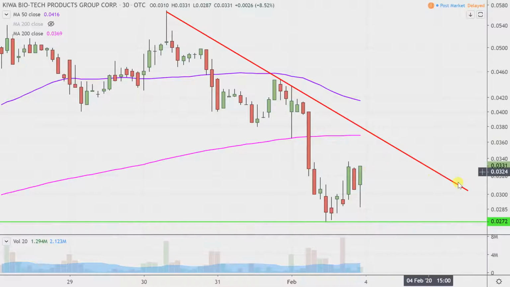Now it just plays into, is the price going to be able to break above that trend line? The week is young, still 4 days left. So let's see how this one continues to play out.